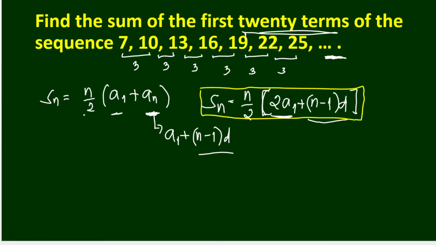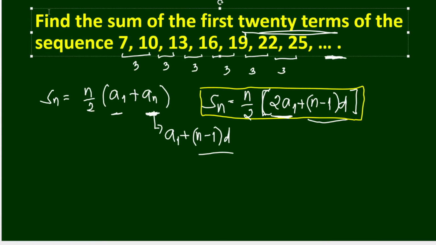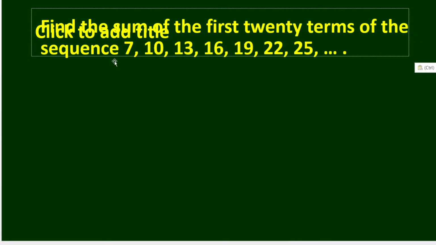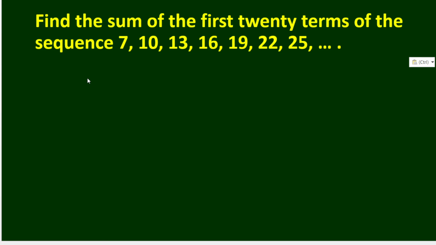So let's start solving for the first 20 terms using this second formula. Wait, let me add another slide. We have this. Let's copy the question. I deleted the wrong thing. So, find the sum of the first 20 terms of 7, 10, 13, 16, 19, and so on.